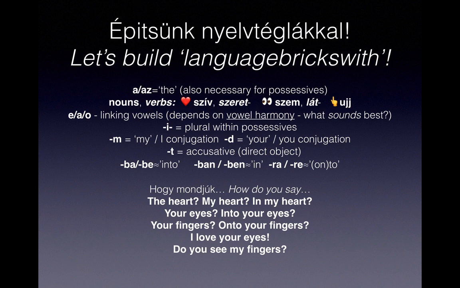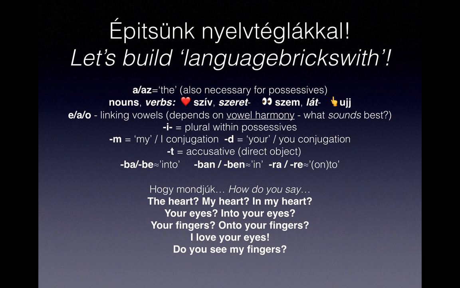And here are some of those postpositions I was telling you all about. This is ba or be. They mean the same thing, and they simply depend on which linking vowel they use, on the vowel harmony. This means into, so when you go into something, ban and ben, you're then inside of it, you're in it. And then ra or re means on or onto something, when you're going onto something.